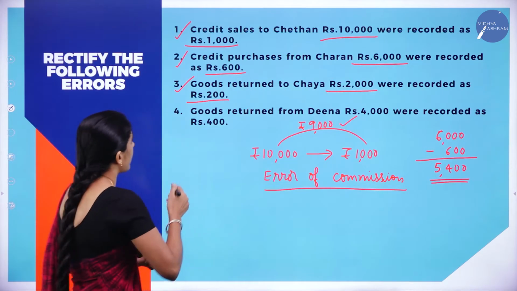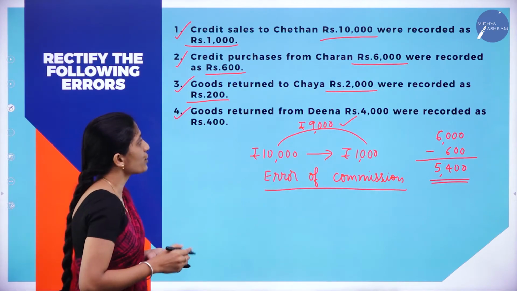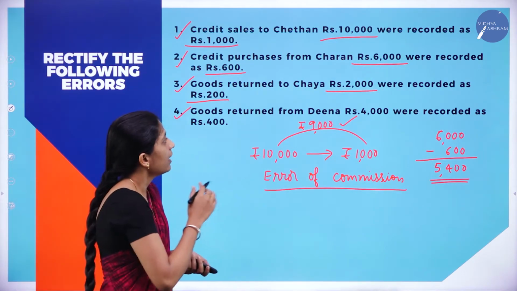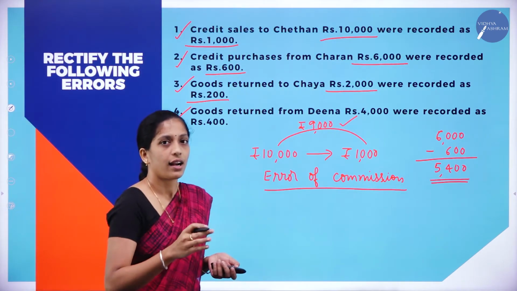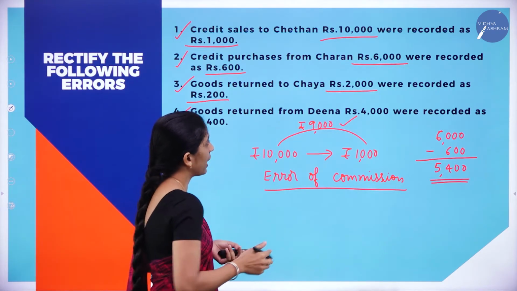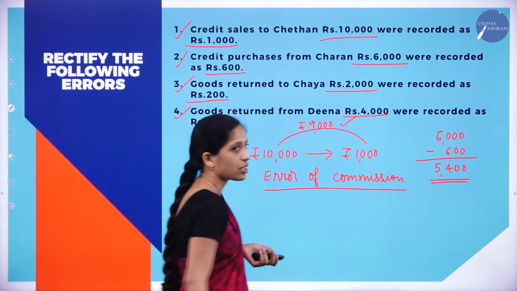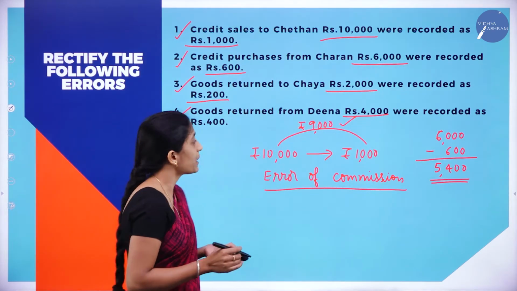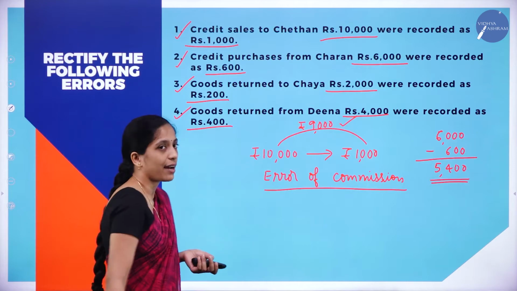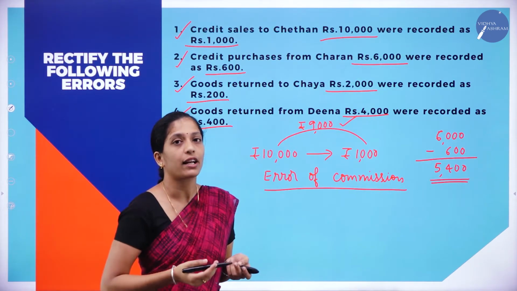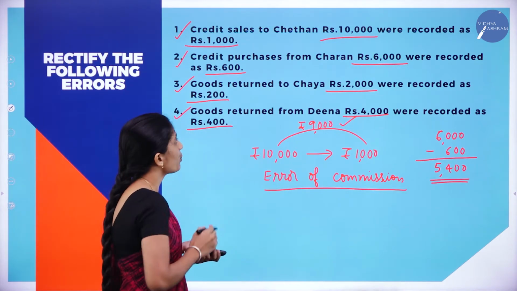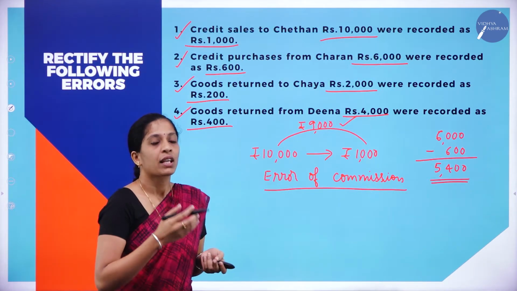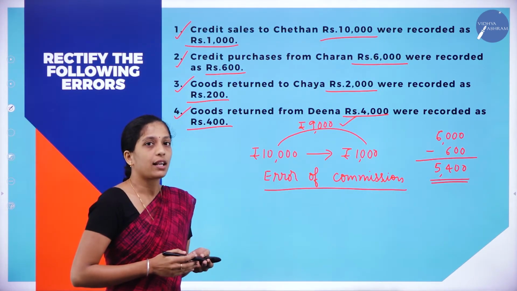Now moving on to the next one, that is fourth one, goods returned from Dina, rupees 4,000 were recorded as rupees 400. Again, it is error of commission. So they should have recorded it as rupees 4,000, but how much they have recorded? They have wrongly recorded it as rupees 400. So what is the journal entry? Goods returned from Dina. So what is the journal entry?